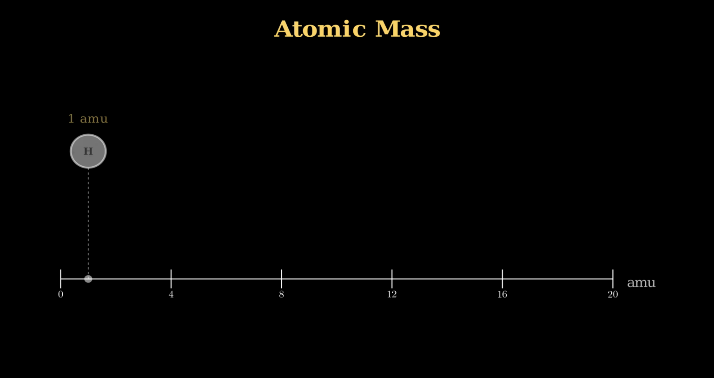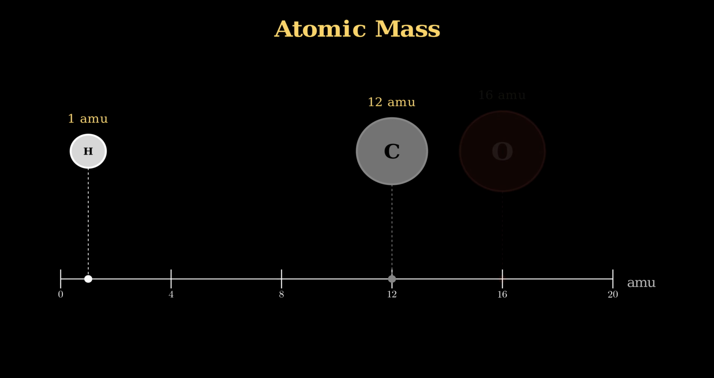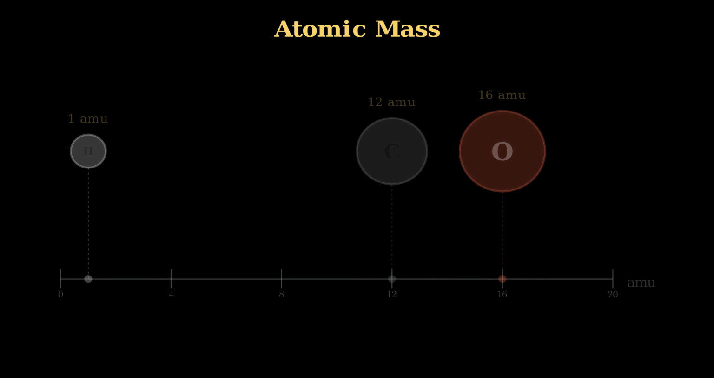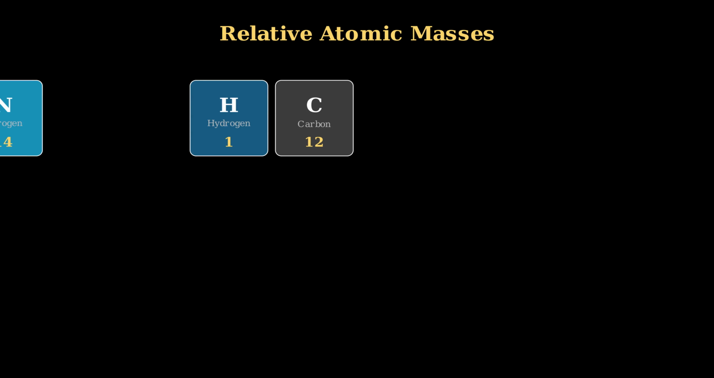Using this scale, a hydrogen atom has a mass of about 1 AMU, an oxygen atom is about 16 AMU, a carbon atom is exactly 12 AMU by definition. This is called the relative atomic mass.